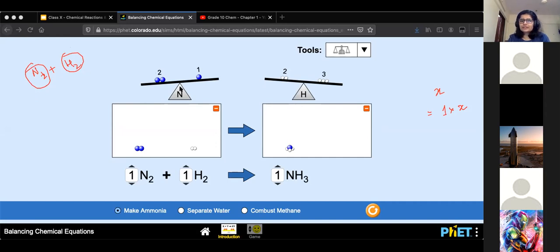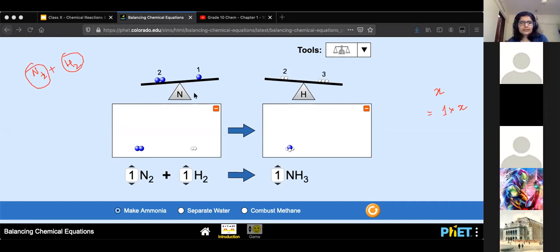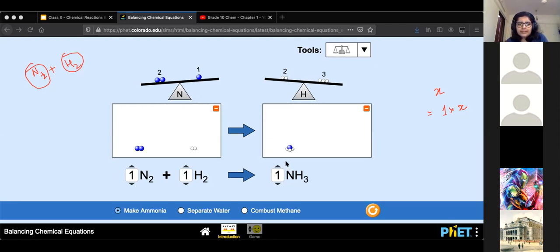Let's look at nitrogen first. To balance nitrogen, which side has a lesser number of nitrogens, LHS or RHS? RHS is 1, LHS is 2. So to equalize, where should we add more nitrogen? RHS. Correct. That is why you multiply only the RHS, the ammonia molecule, by 2.